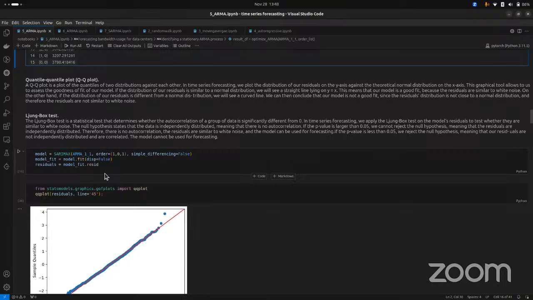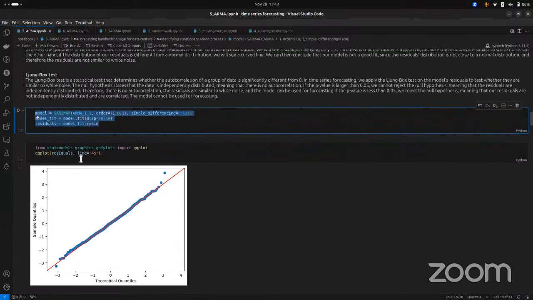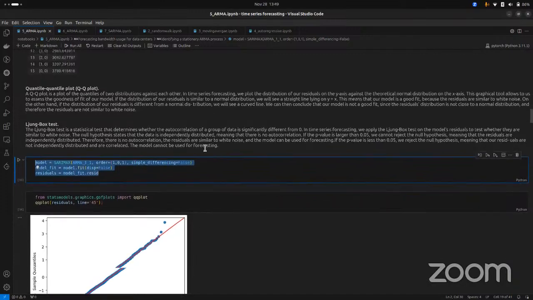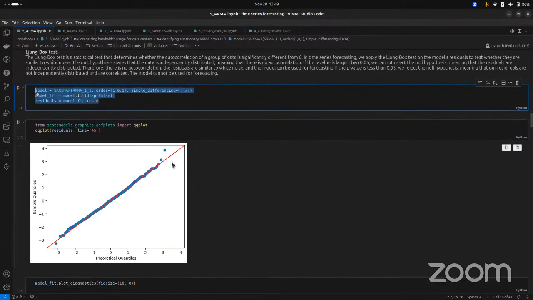So what we're going to do now is build a SARIMAX model with P and Q. We're going to rebuild it with our data sets, fit it, and get the residual. The residual is like the errors. Now we're plotting the QQ plot, and we see that it follows a straight line. It follows the normal distribution straight line, and we can now say that the residuals are like white noise, normally distributed.